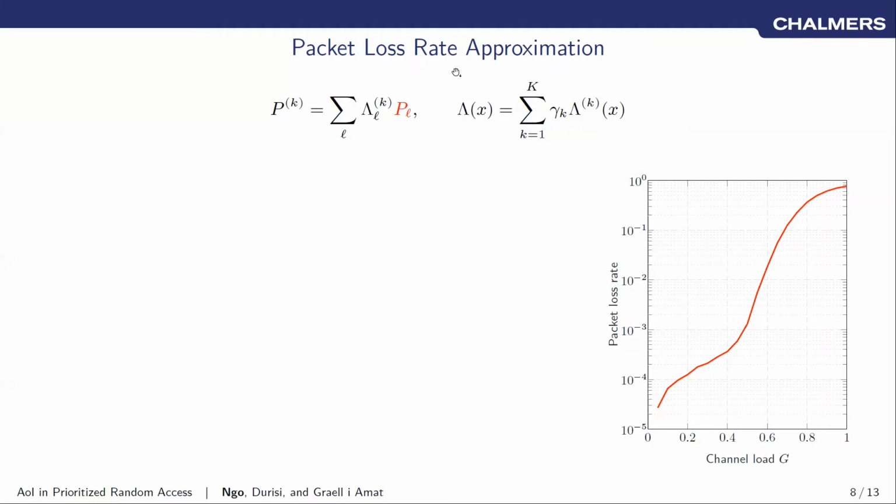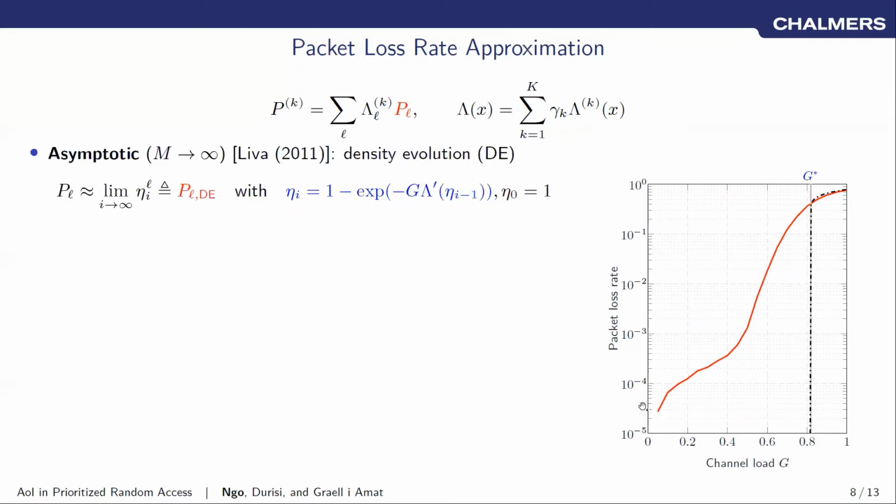The packet loss rate is characterized by two regions, the waterfall region and the error floor region. In the asymptotic regime, when the frame size is large, we can evaluate PL using density evolution. It is given by the limit of this quantity eta_i to the power l when i goes to infinity. This eta_i can be easily computed in an iterative manner. We call this approximation PL_DE, and with that, the packet loss rate has this shape. So it drops at a certain channel load, which is called the decoding threshold G*.